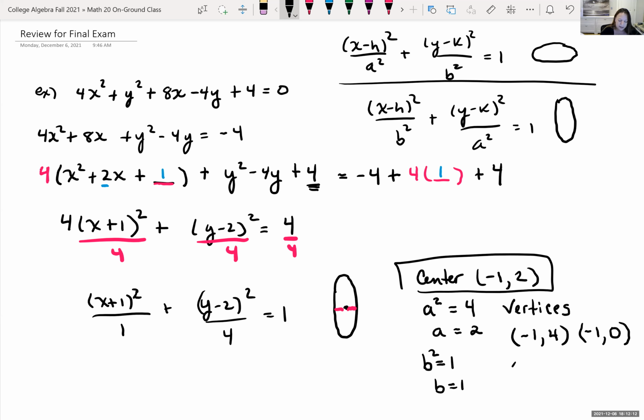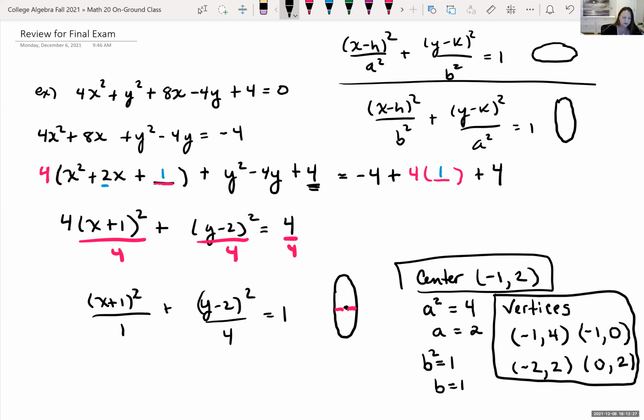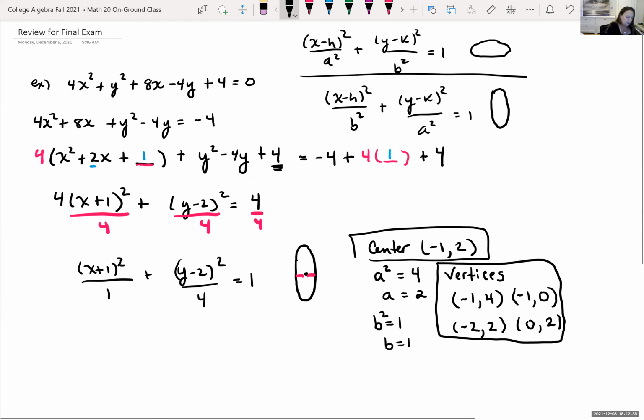So -1 minus 1 gives us -2. Y stays the same at 2. And then -1 plus 1 is 0. Y stays the same at 2. So we have our vertices. From there, we could graph this and know what the graph looks like, but they also wanted us to find the foci. And for the foci, we need to figure out what C is.